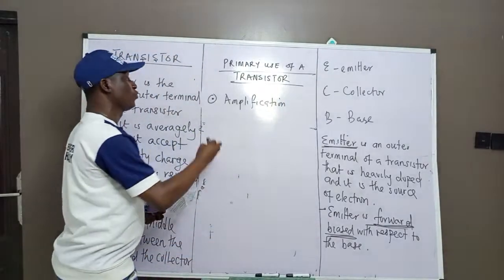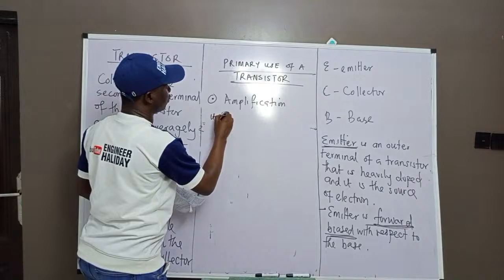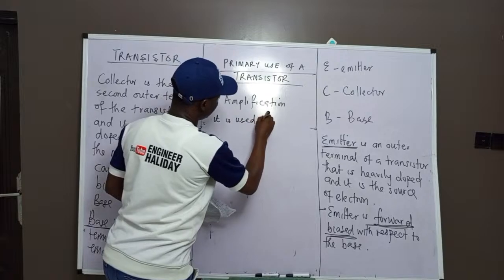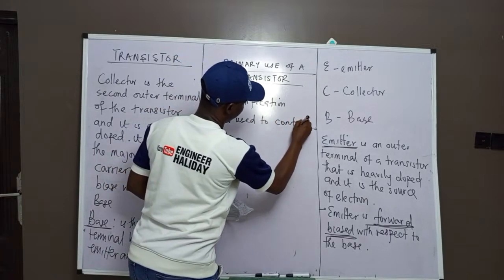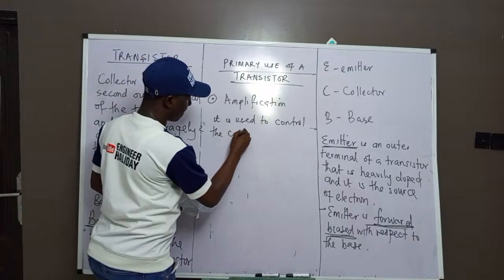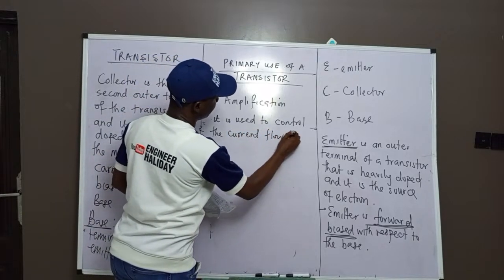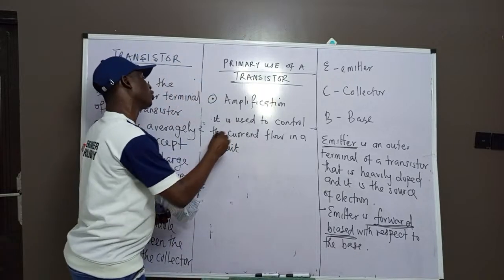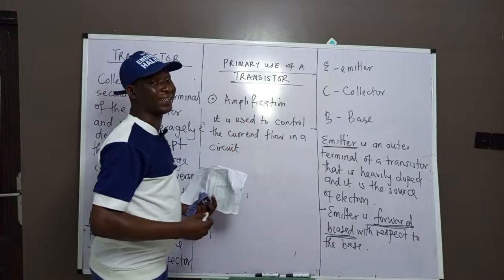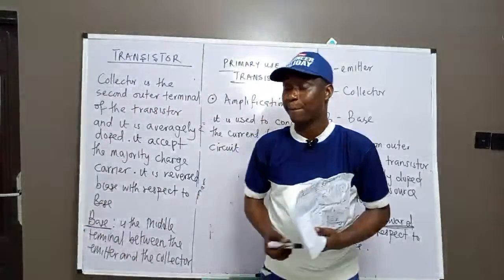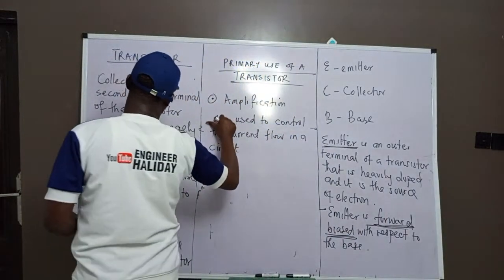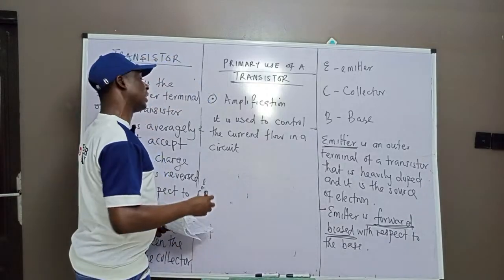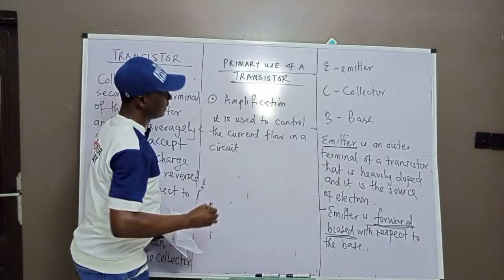Amplifier, to amplify a current means to control current. It is used to control the current flow in a circuit. So that means we can use a smaller current to produce a large current in an amplifier. So when we say amplifying a particular circuit, you are trying to control the current there in the circuit.